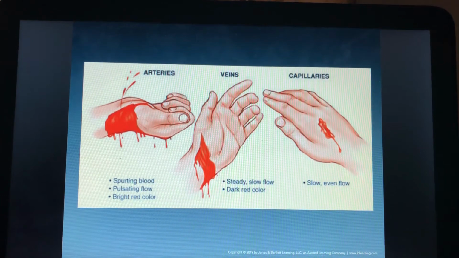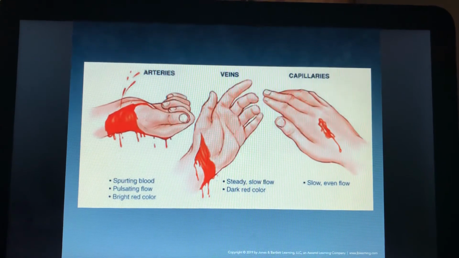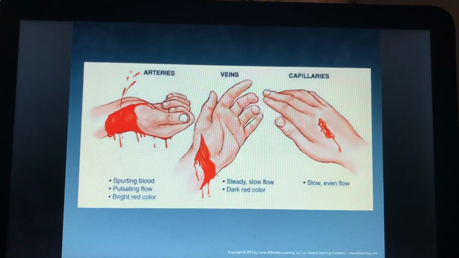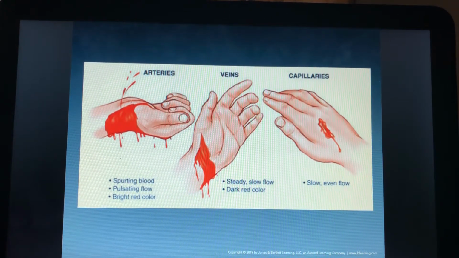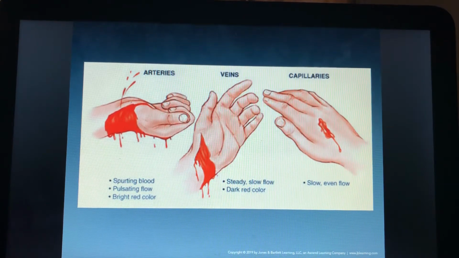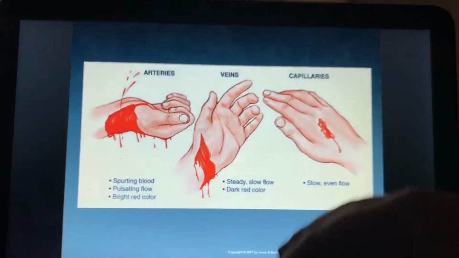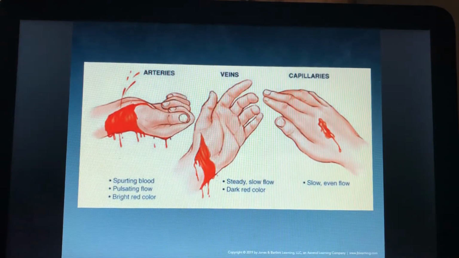A venous blood flow, they say it's darker in color. Let me tell you, you're not going to sit there and be looking for color. You're not. But for all intents and purposes, it's a darker red. It's kind of steady and slow. It usually can be reduced with direct pressure. And then capillary blood, which is usually like your abrasions and like what we talked about, road rash on other patients. It's usually just slow. It's kind of an even flow, and it's a lot easier to control.